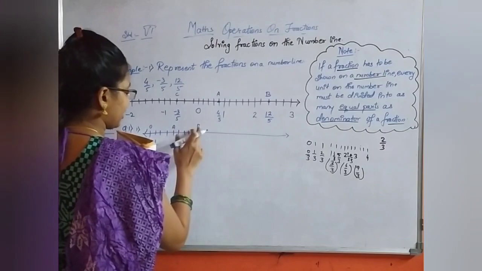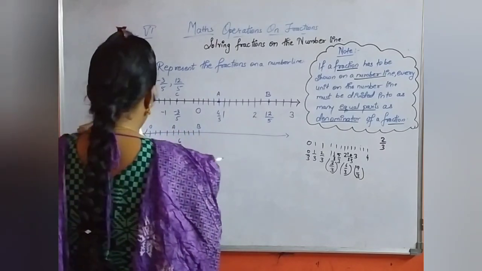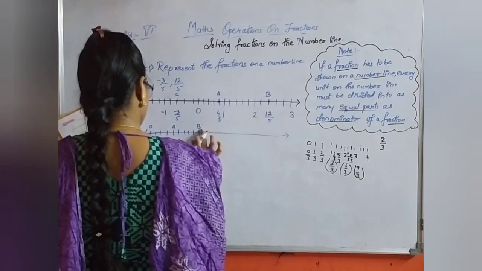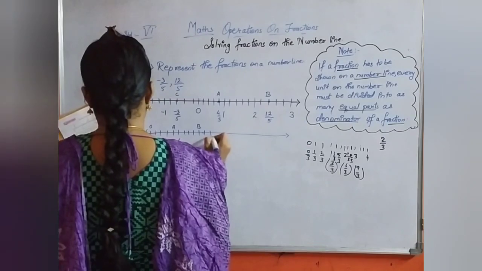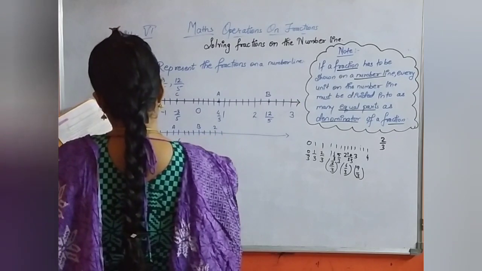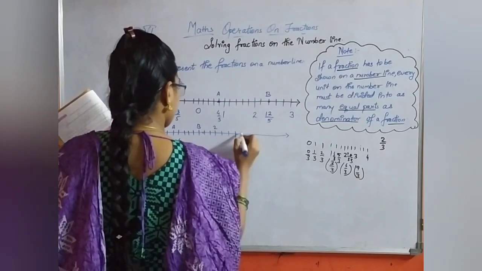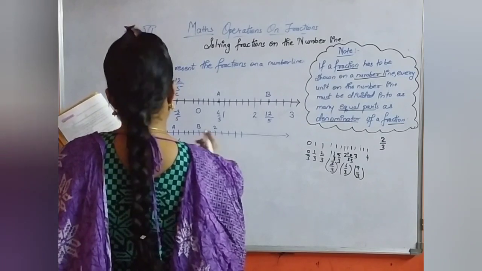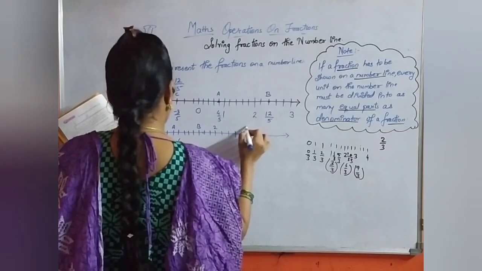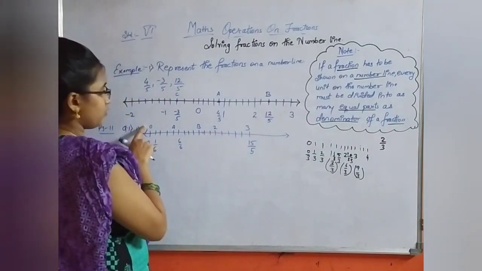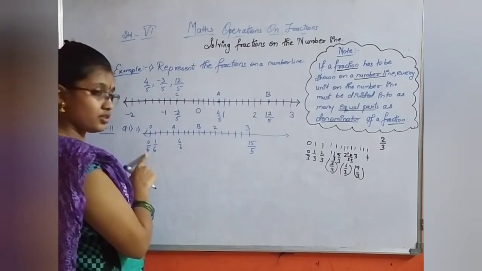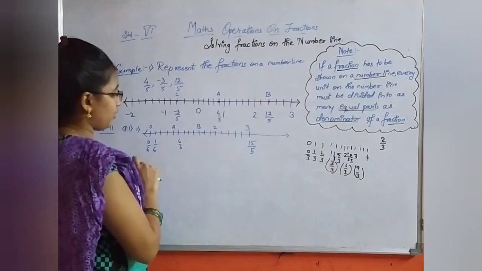Just look at the alphabets I am writing. Below that, whatever number comes, whatever fraction comes, we have to write that particular fraction. Only alphabets, not numbers. So when the number 0 comes, it is 0 upon 6. When it is the origin and the fraction is 0 upon 6, how many parts is the number line divided into?